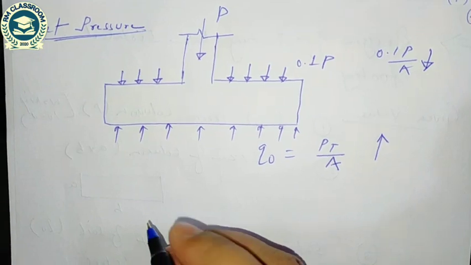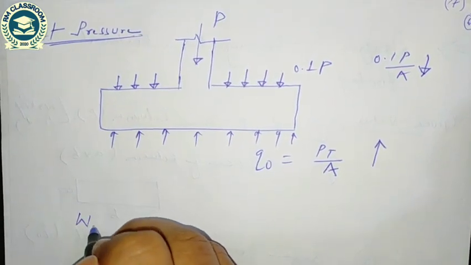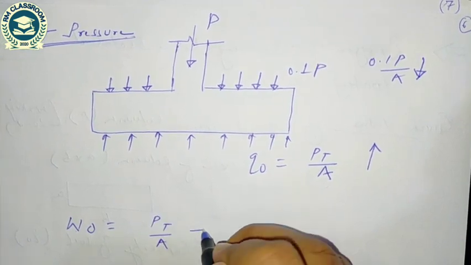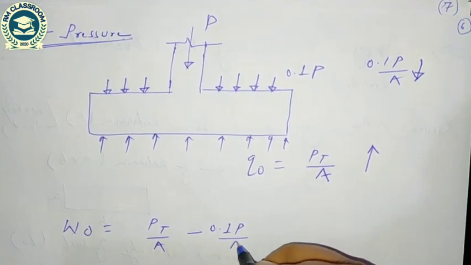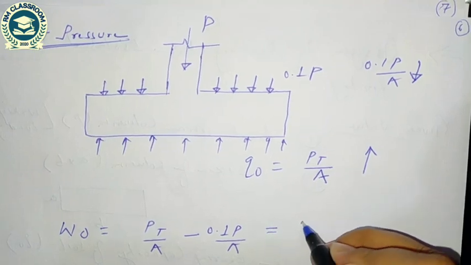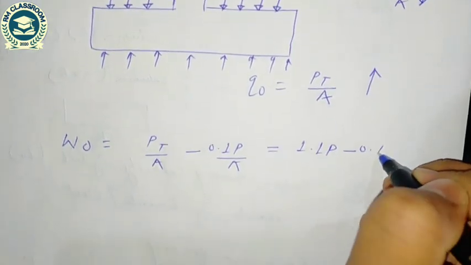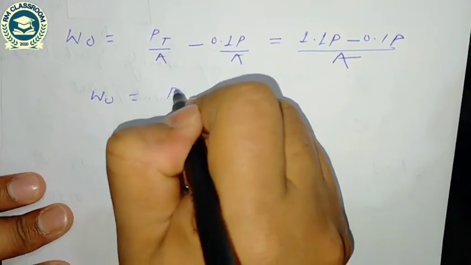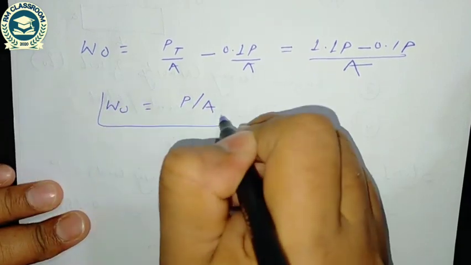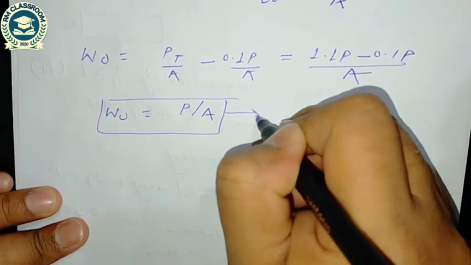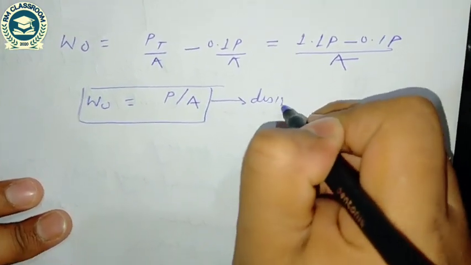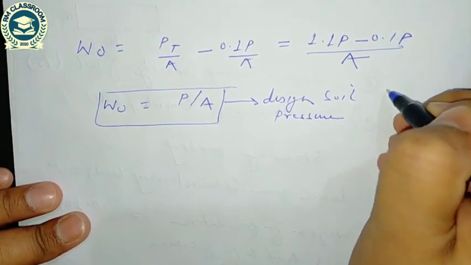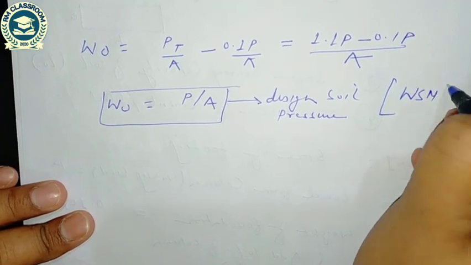So the net pressure W naught is equal to PT by A minus 0.1 P by A. So PT is 1.1 P minus 0.1 P divided by A. So W naught is equal to P by A. But this net pressure you have to take as the design soil pressure in case of the working stress method.